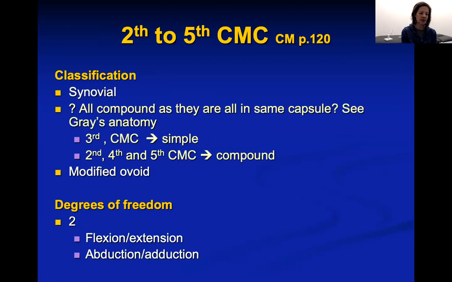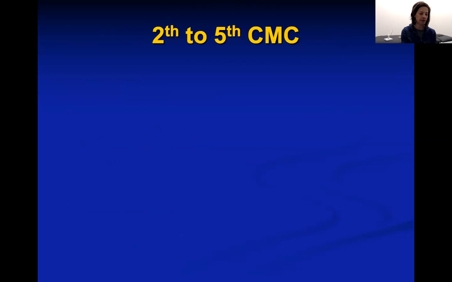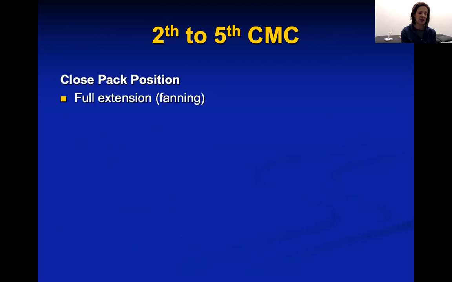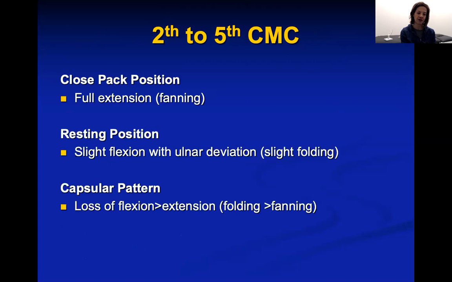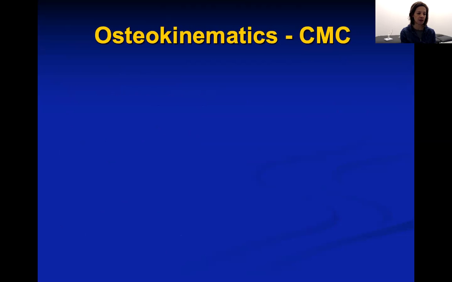Modified ovoid, and the degrees of freedom are flexion and extension and abduction, because we can do this closing and opening. The closed pack position of the second to the fifth CMCs is full extension or fanning. Resting position is slight flexion with ulnar deviation or slight folding. The capsular pattern is a loss of flexion more than extension, or folding more than fanning. We want to be able to close our hand, basically. Normal end feel would be capsular.